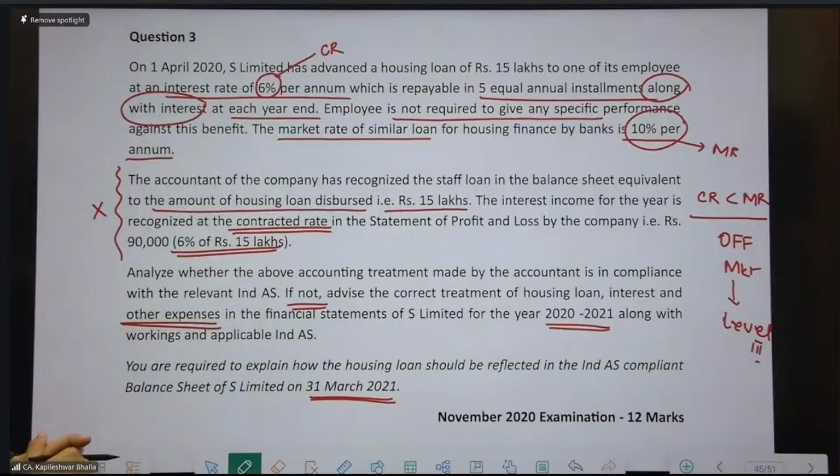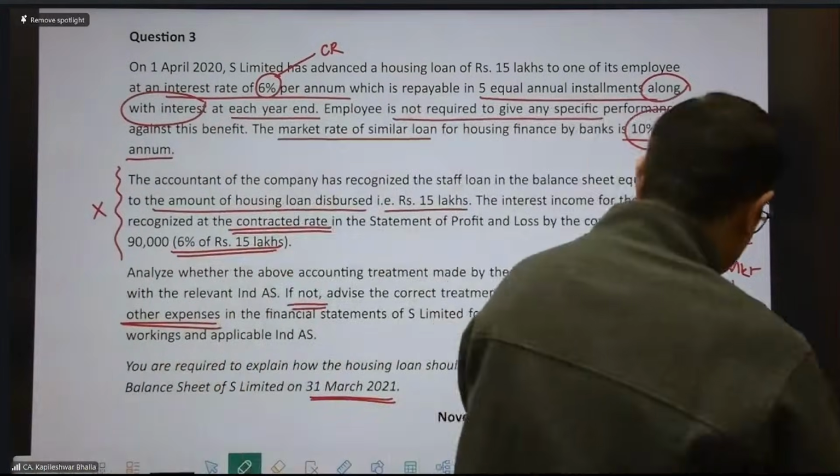So let's first of all look at the initial entry and then we'll see the inputs further. Let's solve this question. Answer to question number 3. You can definitely give the explanations in detail to the examiner. Tell him that it's an off-market transaction, the contracted rate and the market rate of interest is different. Explain that this will lead to a difference in transaction price and fair value. Give them the initial entries and so on.